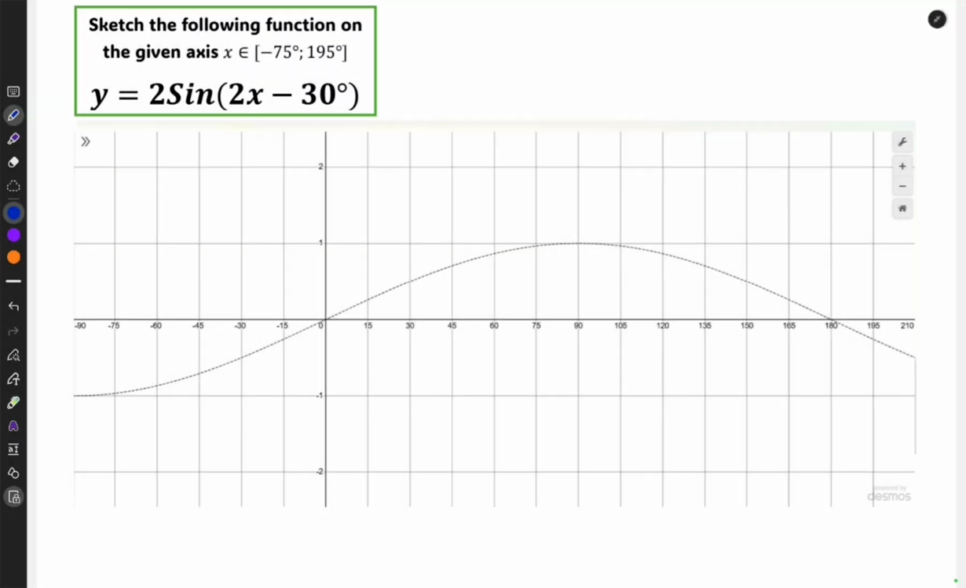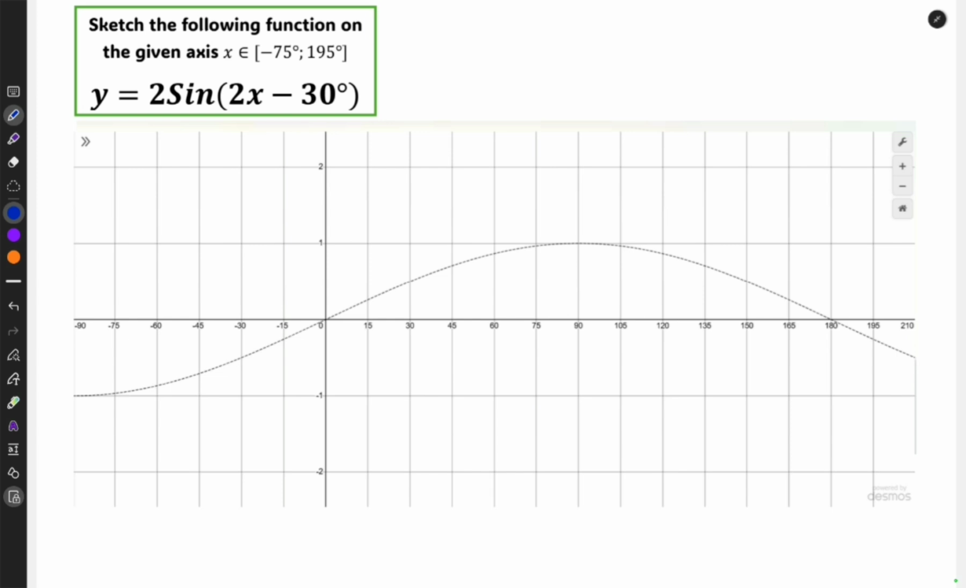The final question here: draw the sketch of 2 sin(2x - 30). You can try and just manipulate the mother graph and stretch things up and down and move it left and right. That's going to be really tricky with this question. So I would really suggest you use the table method on the calculator just to make your life so much easier.